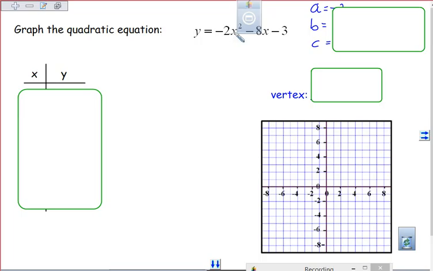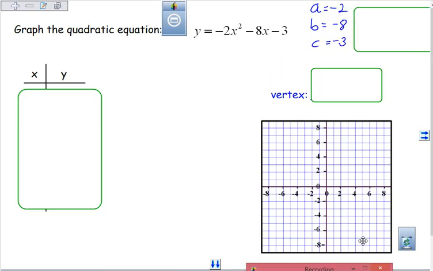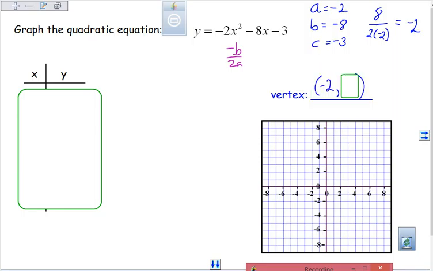So let's try that again. Looking at our parabola, we want to first define what A, B, and C are. -2, -8, and -3. Our goal is to find our vertex. So our formula is -b over 2a. So let's plug in the value. We get a -2. So there is the first half of our vertex.